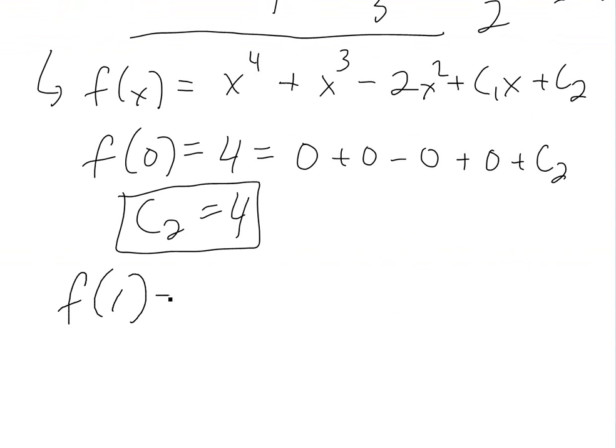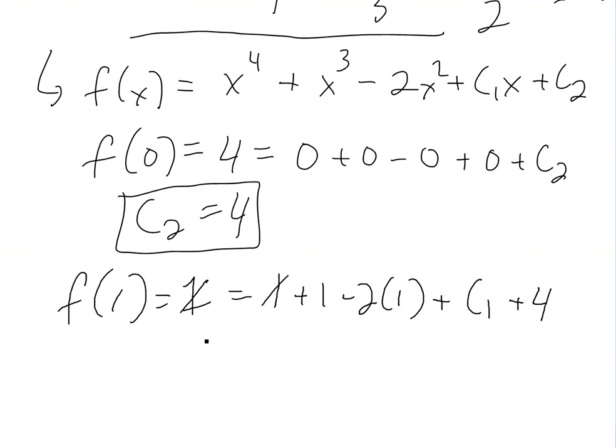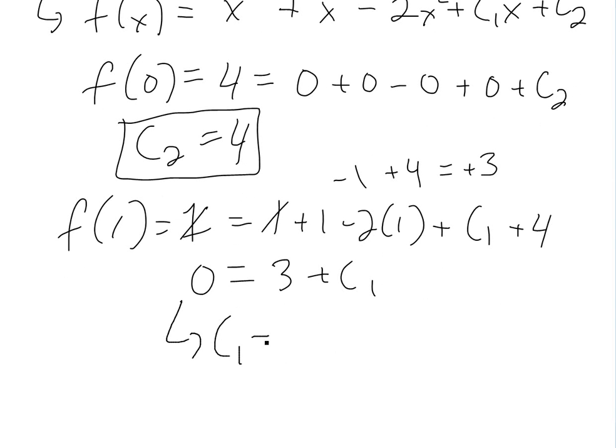So f of 1 equals 1 here. We're going to put in the ones everywhere: 2 times 1 plus 1 minus 2 times 1 plus c1 times 1, and then plus c2, which is 4. So now we just simplify all this. Well, this cancels, this cancels. We're going to get 1 is equal to 2 plus 1 minus 2, which is 1, plus 4, so we're going to get 3 plus c1. So 0 equals 3 plus c1, and then c1 is equal to negative 3, and there's our constant.